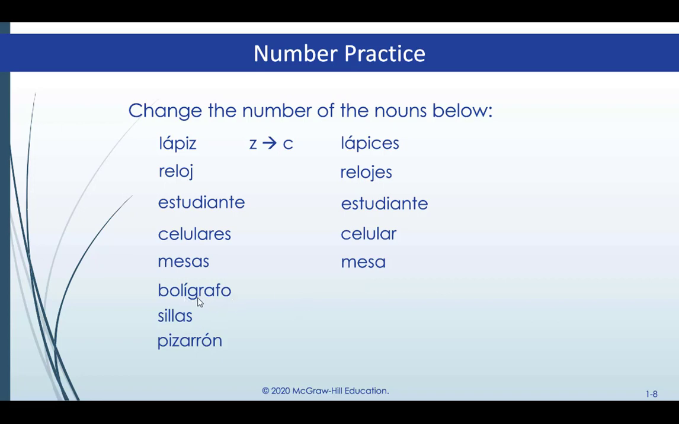Bolígrafos becomes bolígrafo. What do you do if you have a vowel? You just add an S. If it's sillas, chairs, you drop the S: silla. And pizarrón, remember the accent mark? Pizarrones, the accent mark disappears. You just put an ES right there. And that's it. Thank you.